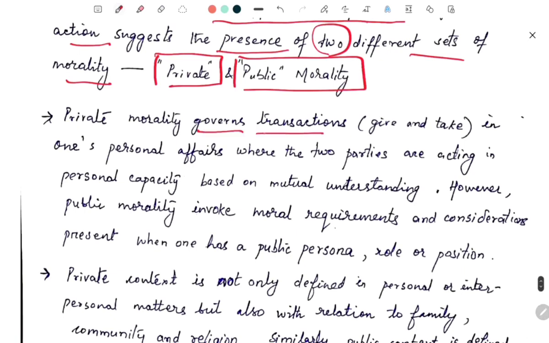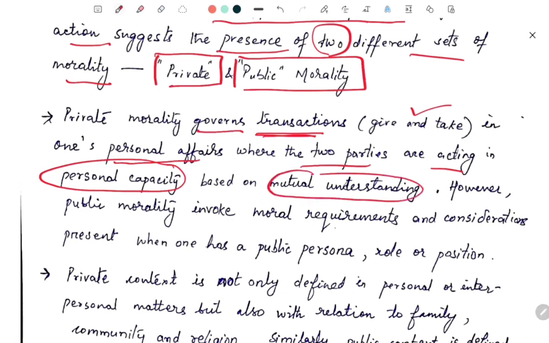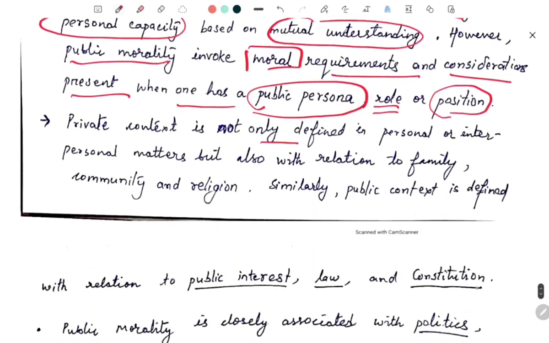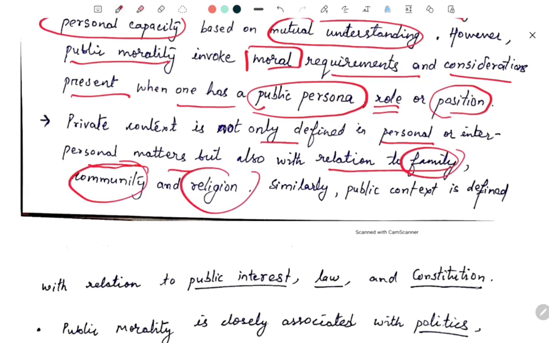Private morality governs transactions, that is give and take in one's personal affairs, when the two parties are acting in a personal capacity. Here there is nothing about a government capacity or a bureaucratic capacity. It is based on a personal capacity and on mutual understanding. So that is private morality. However, public morality invokes moral requirements and considerations present when one has a public persona, a public role or a public position. So the private context is not only defined in personal or interpersonal matters, but also in relation to family, community, or religion.